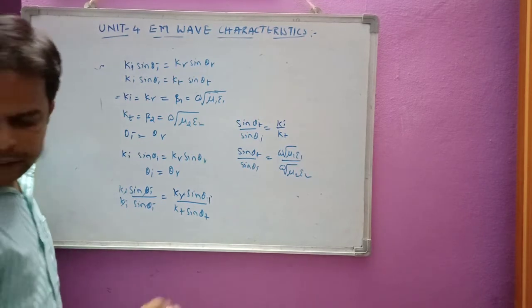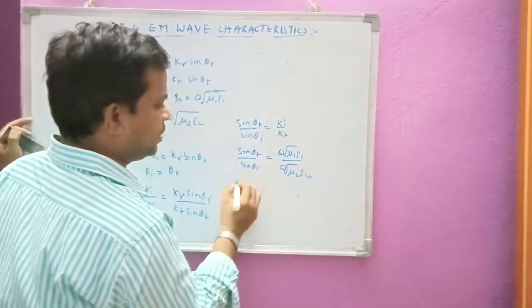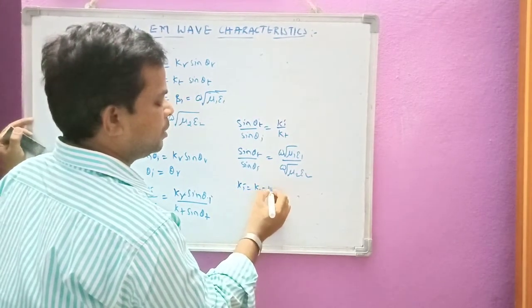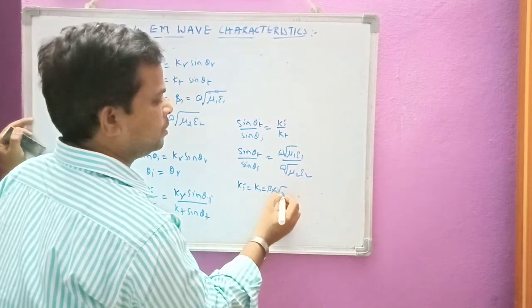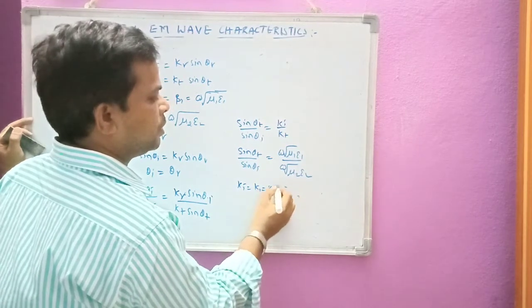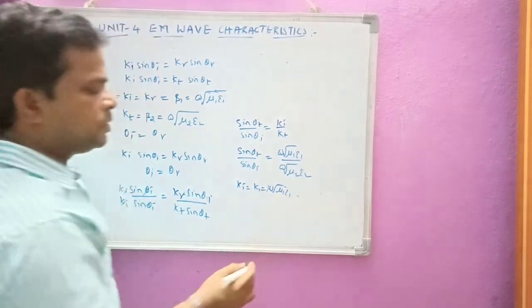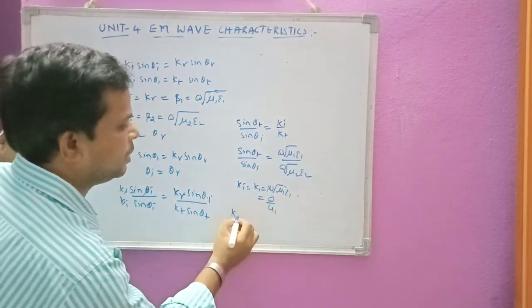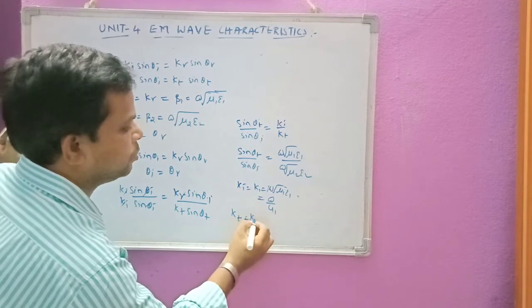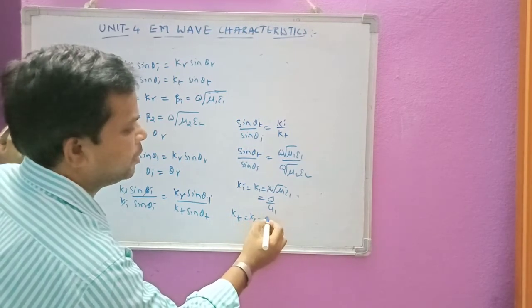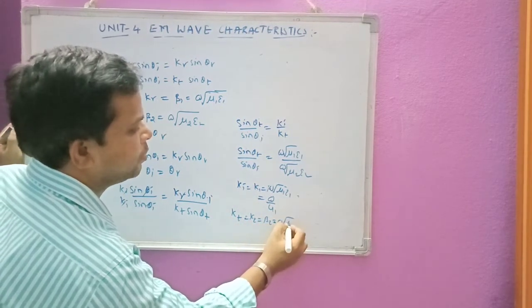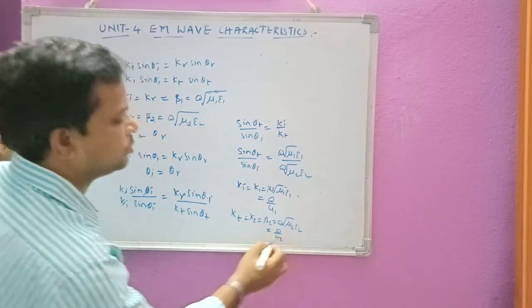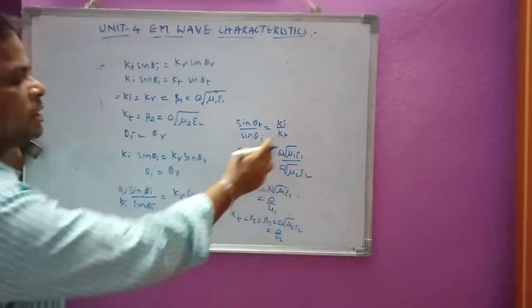Now here k_i is equal to k1, that is equal to beta 1, omega square root of mu 1 epsilon 1. So this can also be written as omega by u1, and also k_t I can write here as k2, that is equal to beta 2, equal to omega square root of mu 2 epsilon 2. So I can write this as omega by u2. Okay, so I am going to substitute in this equation like this.